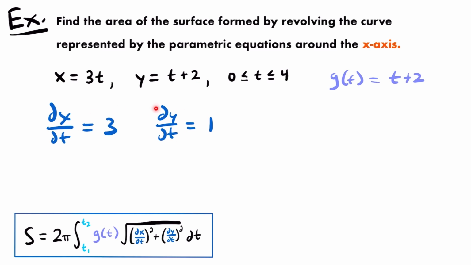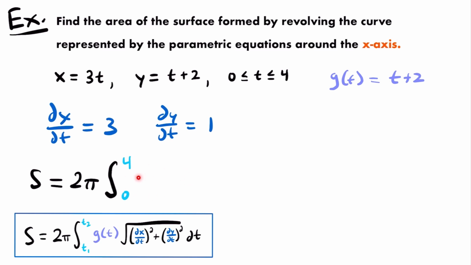Now we can plug these values into this formula, as well as g of t, which is t plus 2, and we will be able to set up an integral that will represent the area of the surface of revolution in this example. So we will have that S is equal to 2 pi times the integral from t sub 1 to t sub 2, which in this case the values of t that we want to integrate between will be from 0 to 4. So we'll have 0 to 4 as our bounds of integration.